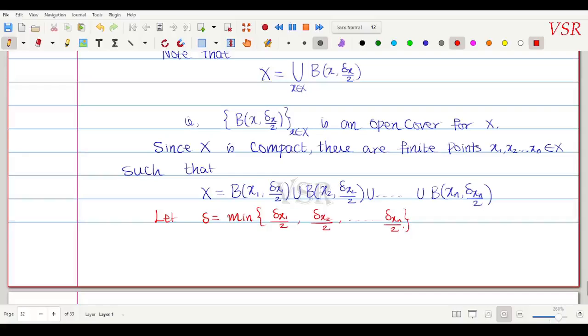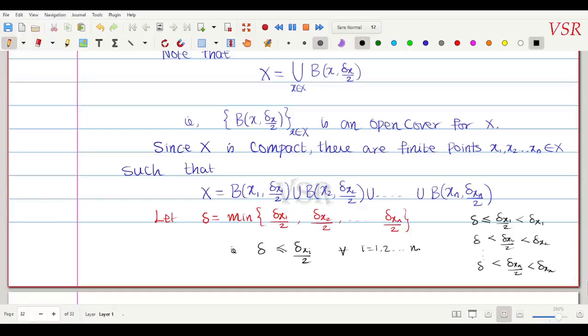From this we see that this delta is always less than or equal to delta x1 by 2, which is less than delta x1. Similarly delta is less than delta x2 by 2, so this is less than delta x2. Likewise delta is less than delta xn by 2, which is less than delta xn. So delta is less than or equal to delta xi by 2 for every i equal to 1, 2, ..., n.